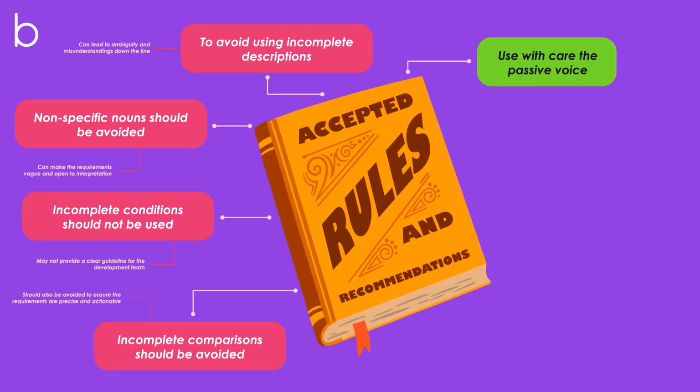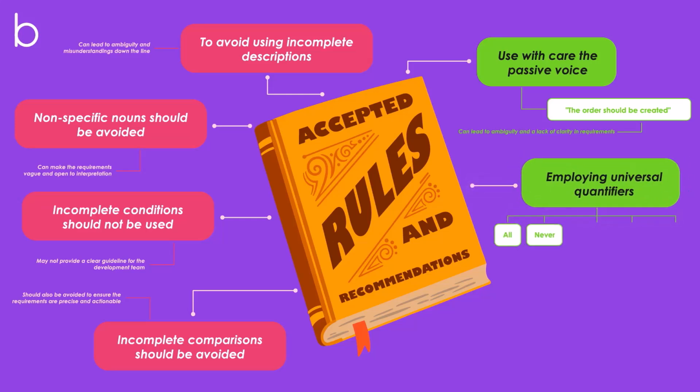Requirement engineers should exercise caution when using the passive voice in their documentation. Phrases like, "the order should be created," can lead to ambiguity and a lack of clarity in requirements. When employing universal quantifiers like all, never, always, rare, or a couple, requirement engineers should be mindful of the potential implications. These terms can lead to ambiguity or unrealistic expectations if not used judiciously and supported by concrete evidence.